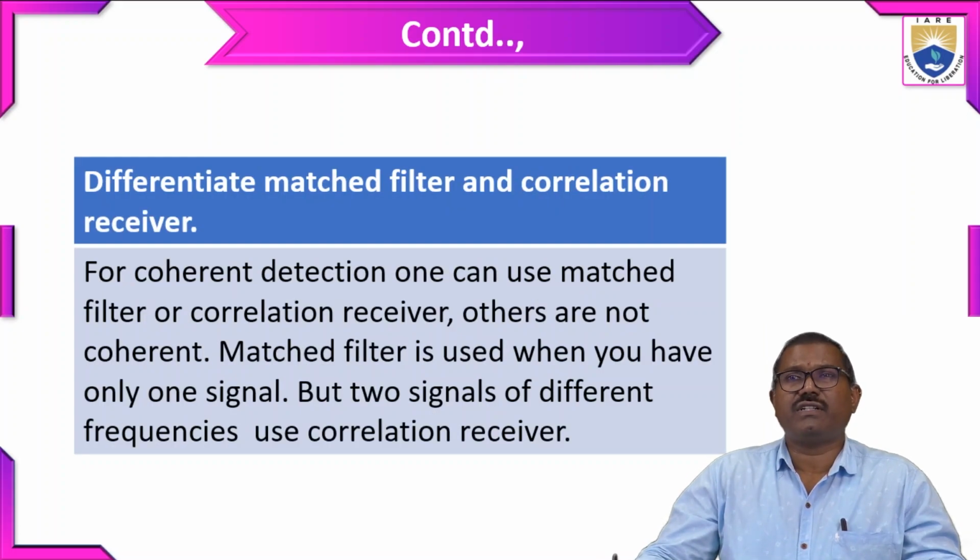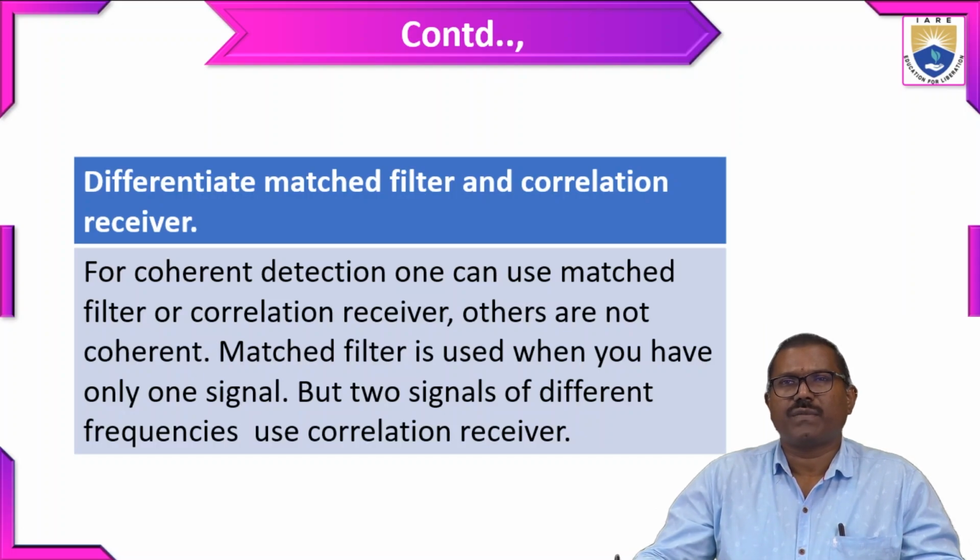Now differentiate match filter and correlation receiver. Why? Because here we are using them to detect the signal. So at that time we must use these two, match filter and correlation receiver. For coherent detection, one can use match filter or correlation receiver. Already we know coherent detection. The others are not coherent. So only for coherent detection can we use either match filter or correlation receiver.